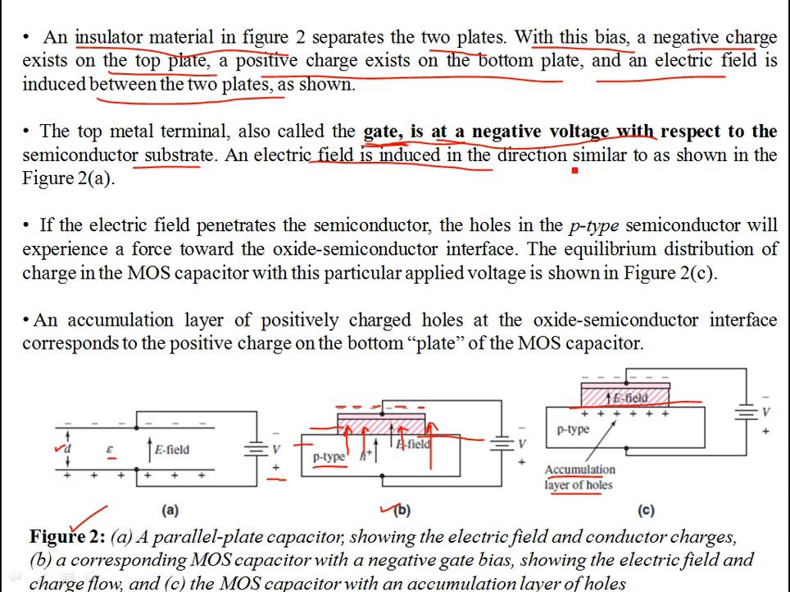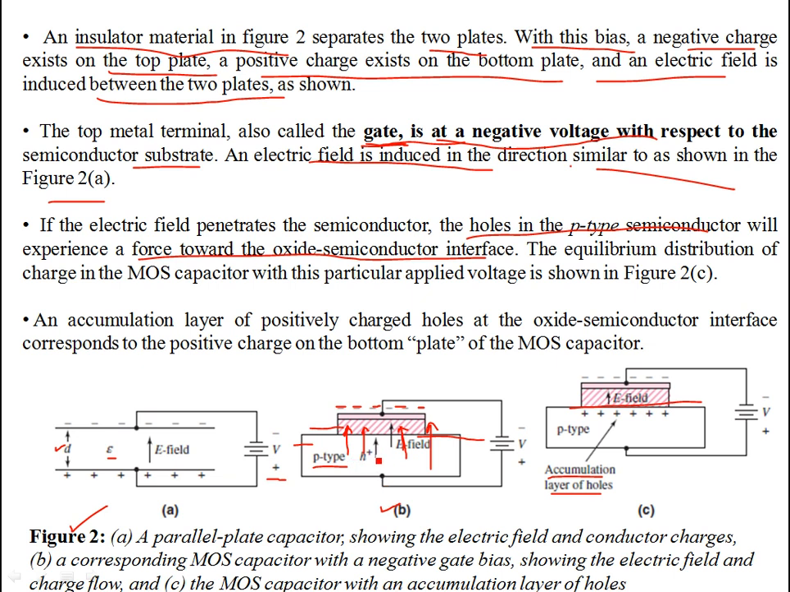An electric field is induced in a direction similar to that shown in figure 2a. Just like this, you have the same directed electric field, perpendicular to the semiconductor substrate, as established in 2b. If the electric field penetrates the semiconductor, the holes in the p-type semiconductor will experience a force towards the oxide semiconductor interface.